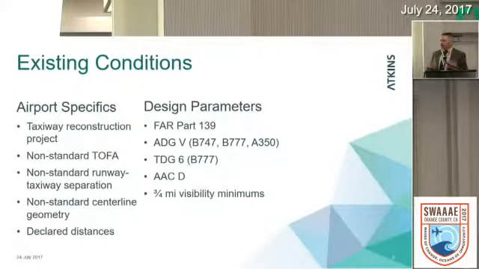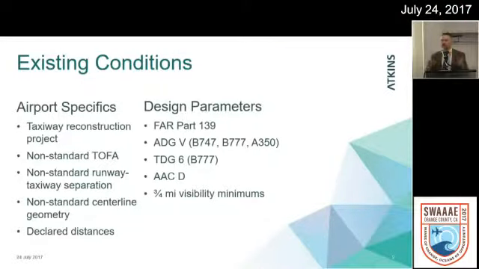So the project was basically a very straightforward taxiway reconstruction project. The taxiway has a non-standard taxiway object-free area. There's non-standard taxiway and runway separation. We've got a non-standard centerline geometry, and to complicate it, the runway operates under declared distances. This airport is actually a Part 139 airport. They fly Airplane Design Group 5 aircraft. We're looking at Taxiway Design Group 6, aircraft approach category D, and this airport has 3/4 mile visibility minimums. So that really defines from 13A what our geometric standards are going to have to be for this airport.